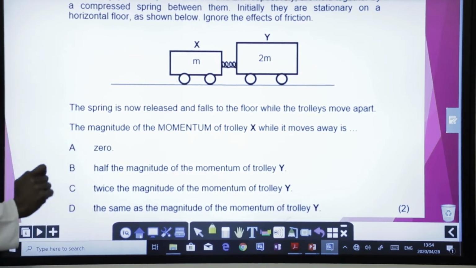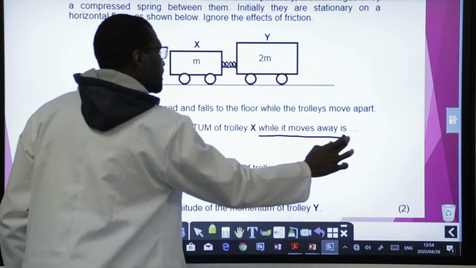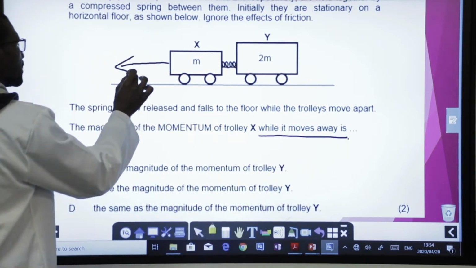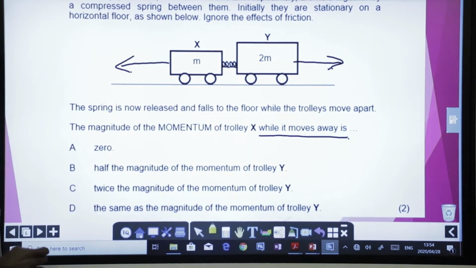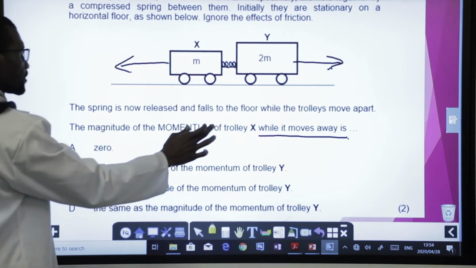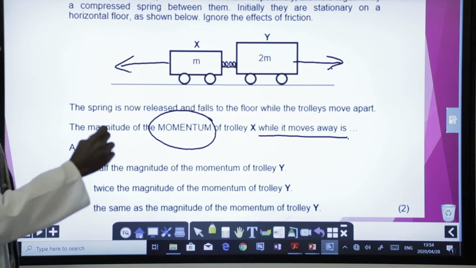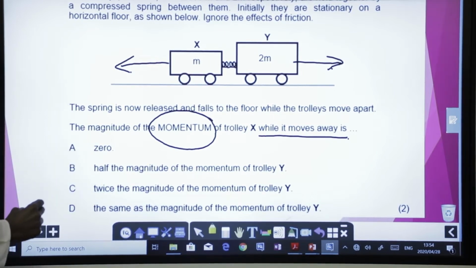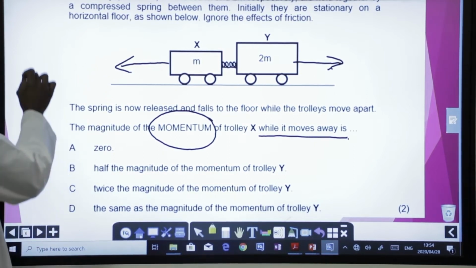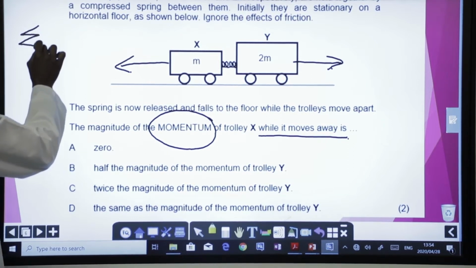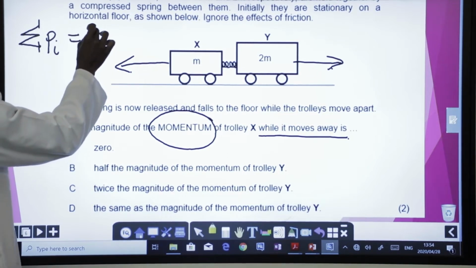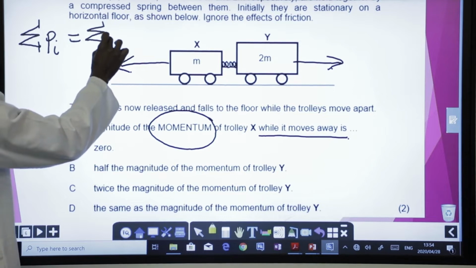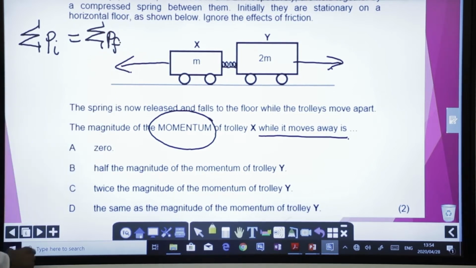The magnitude of the momentum of trolley X while moving away is... So trolley X moves in that direction, trolley Y moves in that direction. The magnitude of that trolley's momentum, what I know for a fact according to the law of conservation of momentum, is that the sum of the momentum initial is equal to the sum of the momentum final, right?